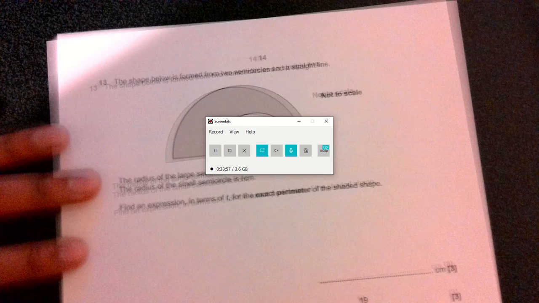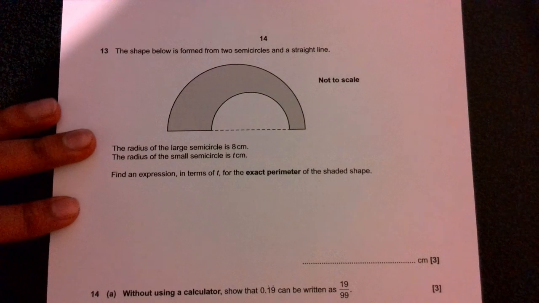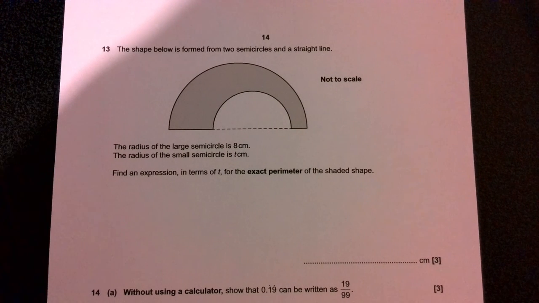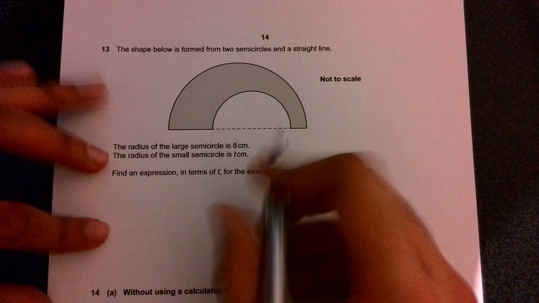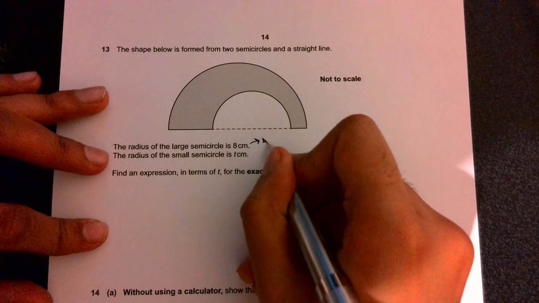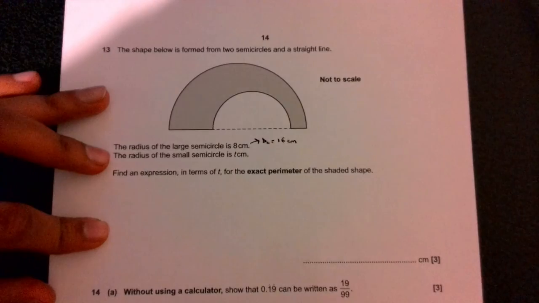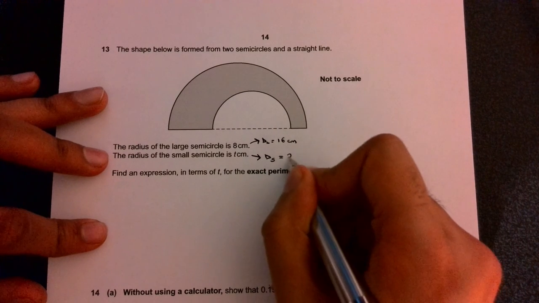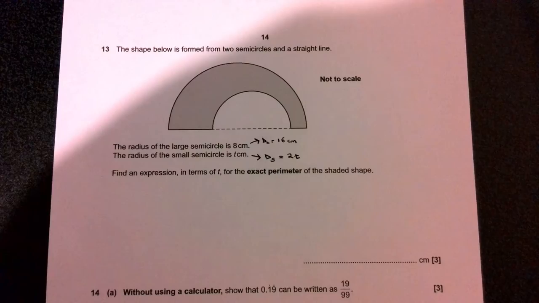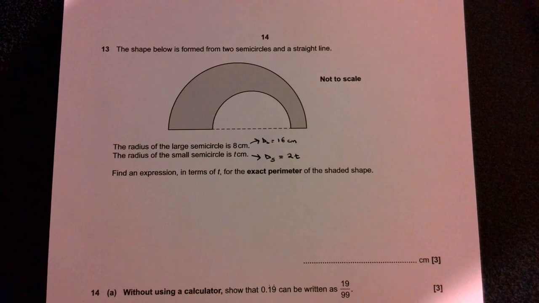So the next question. Question 13, we have the shape below, which is formed of two semicircles and a straight line. The radius of the large semicircle is 8 centimeters, so therefore the diameter of the large is equal to 16. And the radius of the small semicircle is t centimeters, so d small is equal to 2t. Alright, the diameter is twice the radius. We have to find an expression in terms of t for the exact perimeter of the shaded shape.